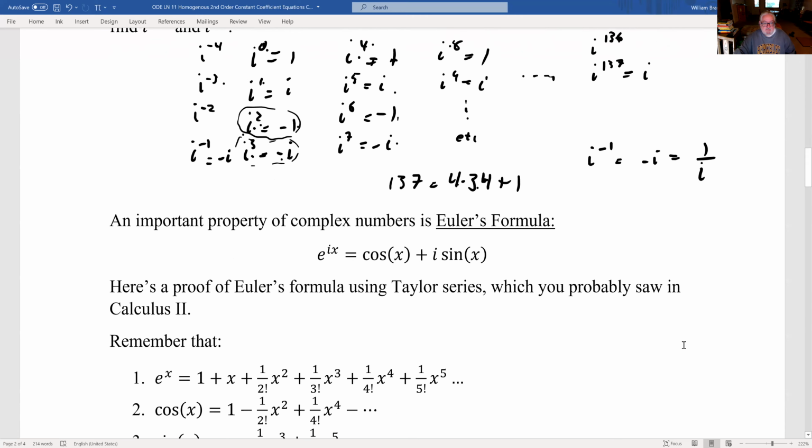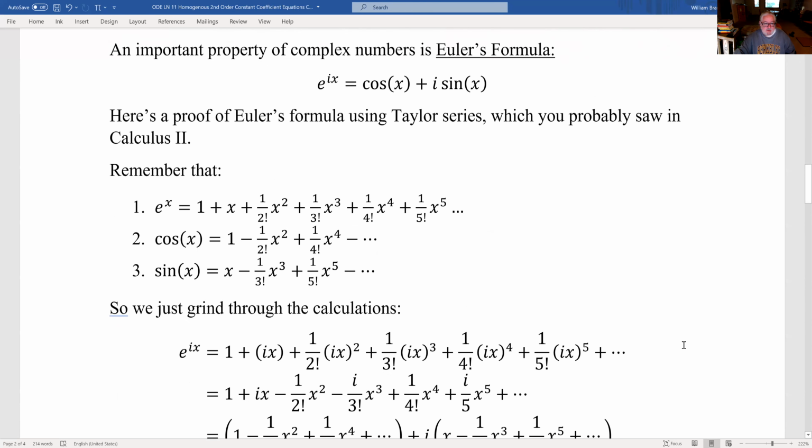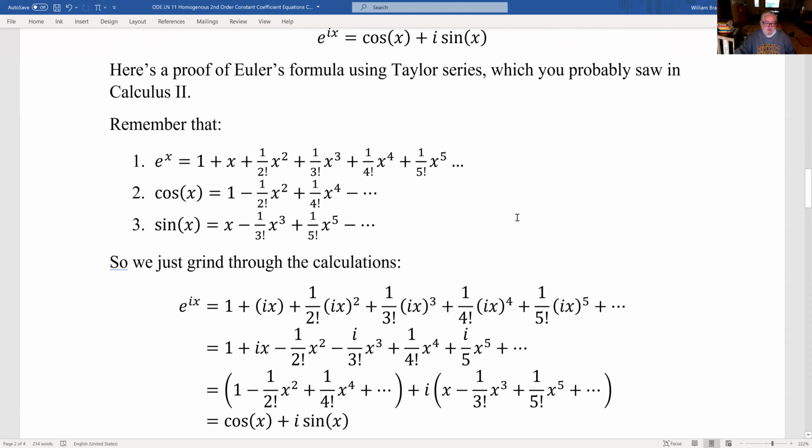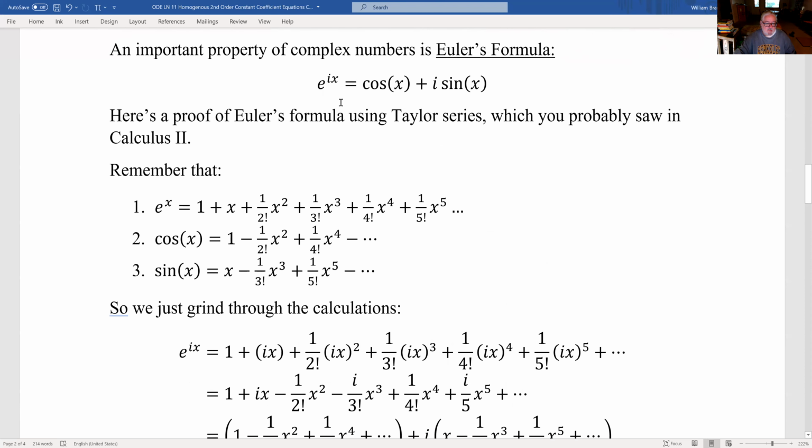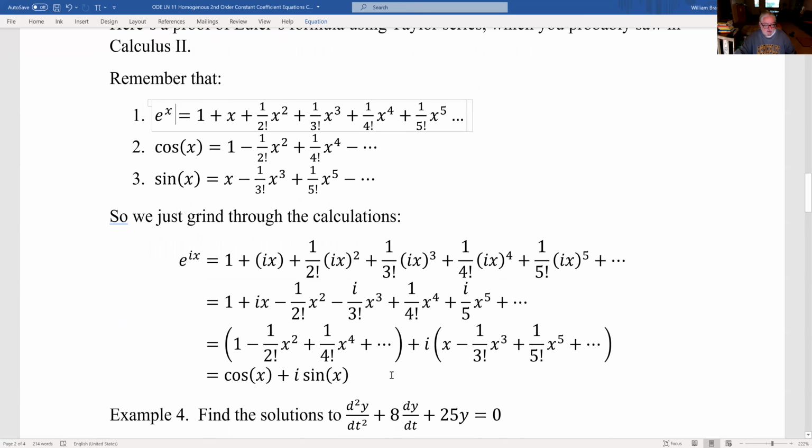So, some basics about complex numbers. Euler's formula is also an important thing. You can do this with calculus 2. e to the ix is cosine x plus i sine x. Here's the Taylor series for e to the x. For cosine x and sine x, we just plug ix into the formula for e to the x and grind away, and you find out what that is.